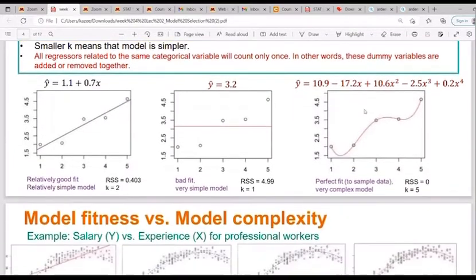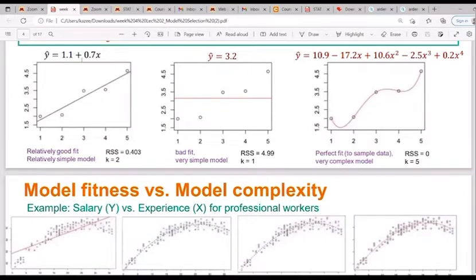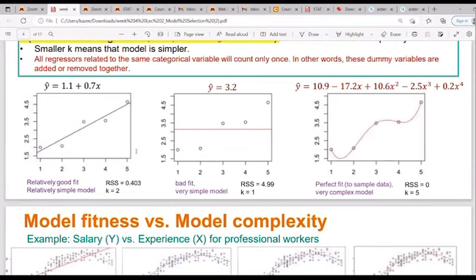Now I'm going to show you. Take a look at this. This is a simple linear regression model where you have one predictor and two regressors. By the time we compute the RSS, the residual sum of squares, which is the unexplained variation, it was 0.403. And when I fit an intercept model, take a look at this one, the RSS is 4.499. The RSS here is higher than this.